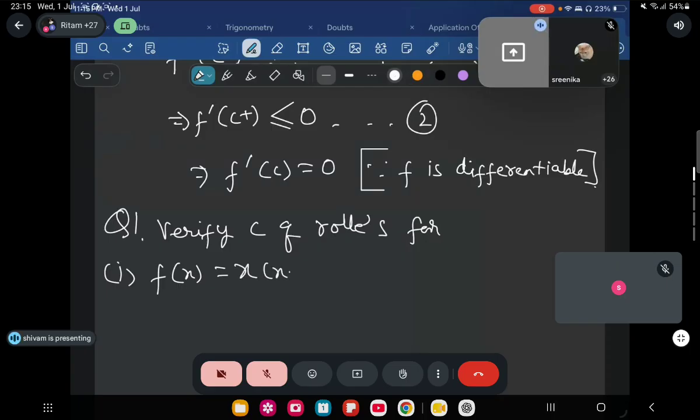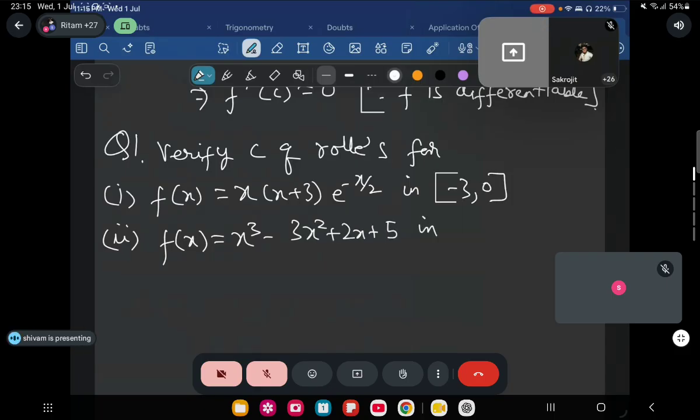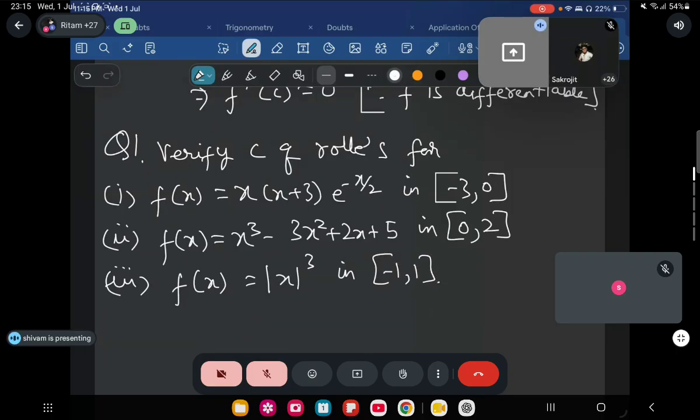Number 1. F of x equal to x into x plus 3 into e to the power minus x by 2 in closed interval minus 3 comma 0. Number 2. F of x equal to x cube minus 3x square plus 2x plus 5 in closed interval 0 comma 2. Number 3. F of x equal to mod x cube in minus 1 comma 1. Quickly send your answers everyone. You have to tell me the value of C over here.